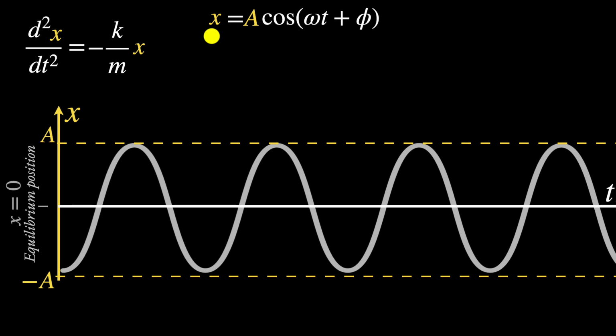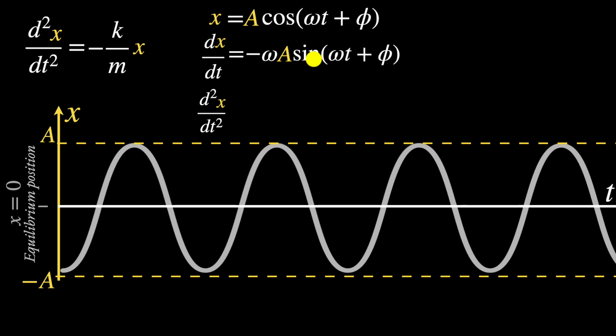Okay, so if you take the first derivative, dx over dt, A is a constant, derivative of cos is a negative sign, and from the chain rule, the omega pops out. So I get negative omega A sine omega t plus phi. And if I differentiate this one more time, derivative of sine is cos. So the negative sign stays, another omega pops out. So I get negative omega squared A times cos omega t plus phi. And A cos omega t plus phi is x. So I can just substitute that over here.